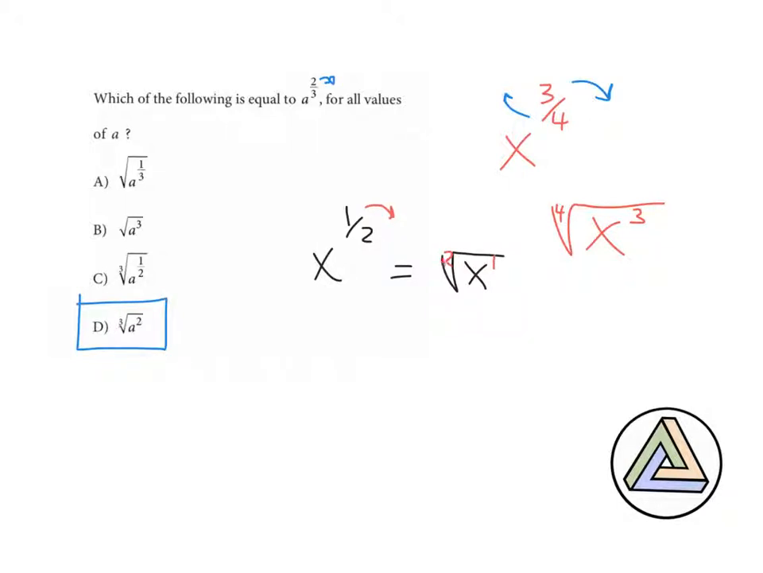Now, we're not used to seeing a 2 here, but whenever you take the square root, a 2 is secretly there. It's like this invisible 2 is hanging out there, okay? You can think of it as the second root of x, also known as the square root of x, okay? So that's just something to keep in mind in general for the SAT.